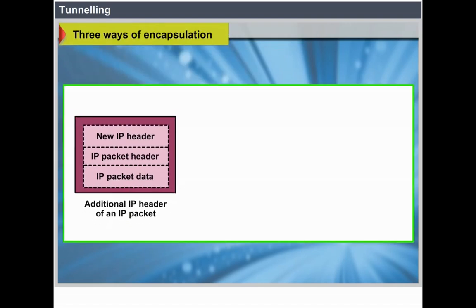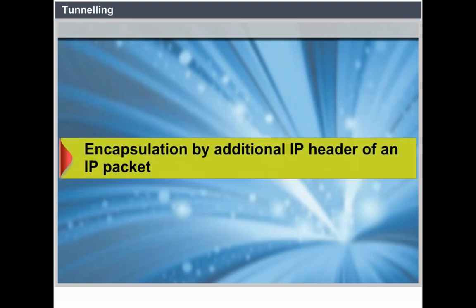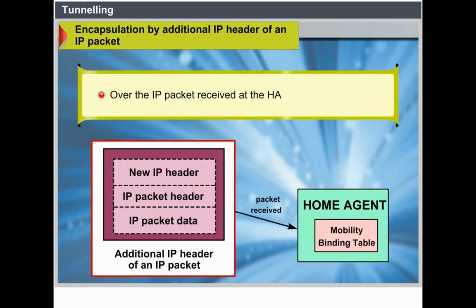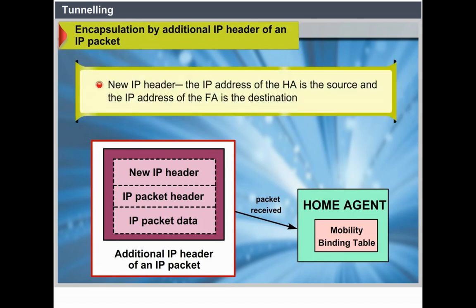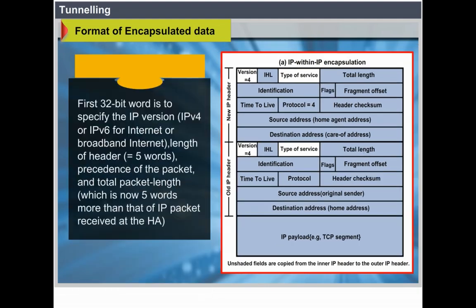The figure shows three ways of encapsulation. Encapsulation by an additional IP header of an IP packet over the IP packet received at the HA. Maximum 2^16 byte IP packet. New IP header: the IP address of the HA as the source and the IP address of the FA as the destination. Format of encapsulated data.